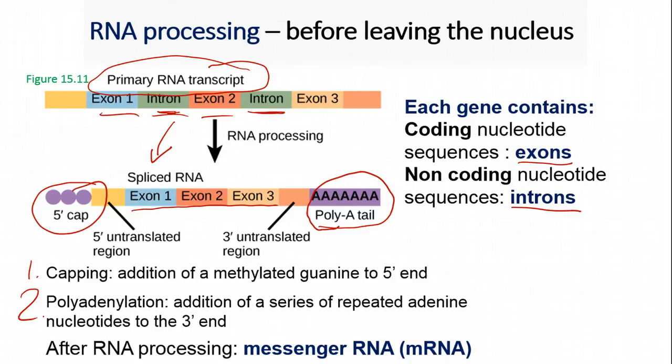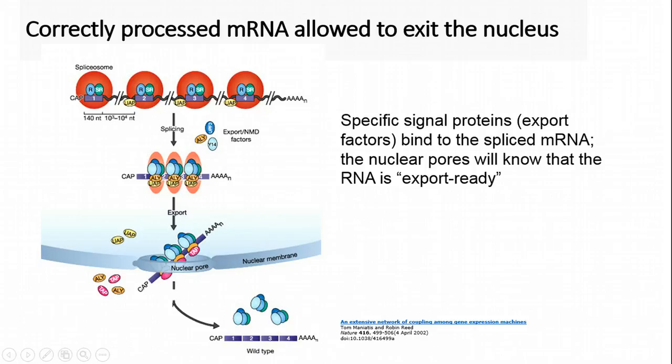So after the process of splicing, capping, and polyadenylation, we now have the final product of our RNA, which is called mRNA, or messenger RNA. And this is what is going to be sent out of the nucleus into the cytosol. But we're not going to let all of the mRNA out of the nucleus. Only correctly processed mRNA is going to be allowed to leave the nucleus out into the cytosol where it can be turned into a protein.